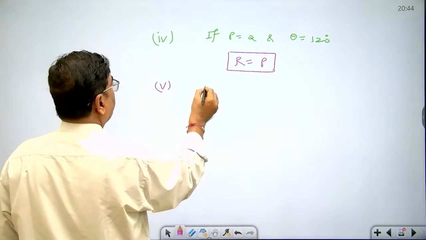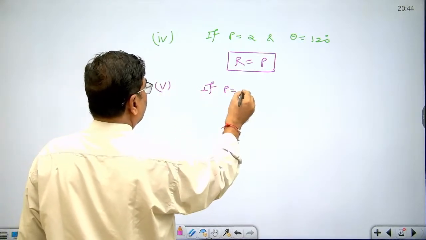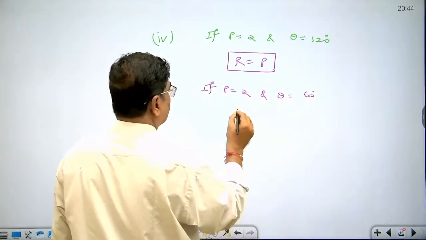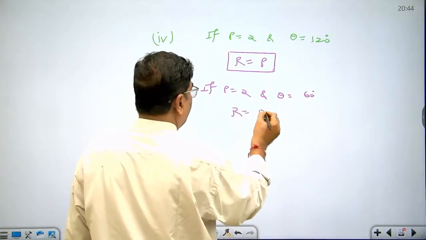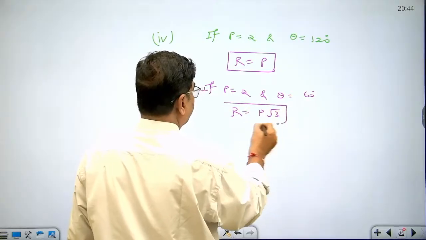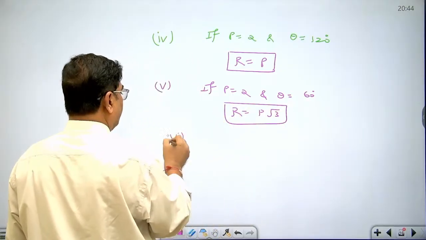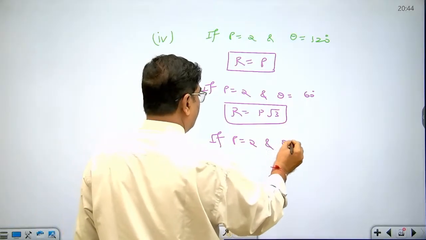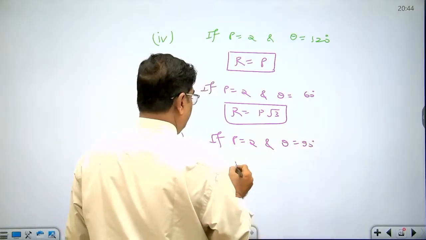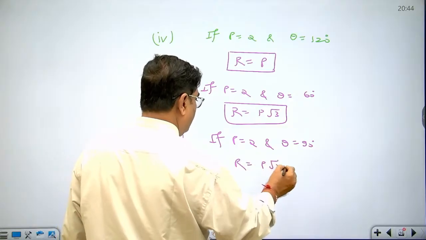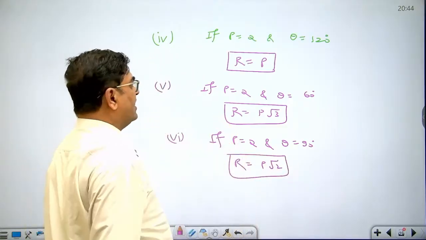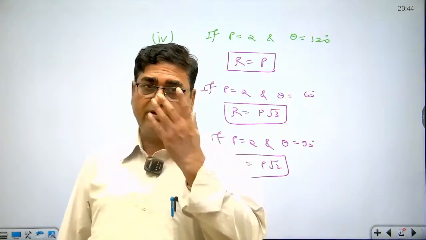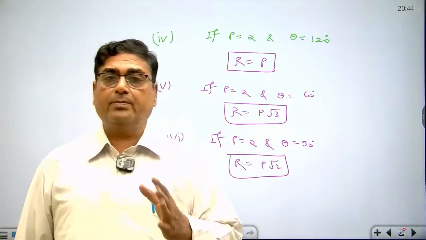Now let's see, if P equal to Q and theta equal to 60 degree, dear student, cos 60 is 1 by 2. So R is equal to P root 3. And dear student, if P equal to Q and theta equal to 90 degree, then the resultant will be equal to P root 2. All these are very, very important results which you can apply in any vector question, vector numerical problems. Okay. To make the problem very easy.